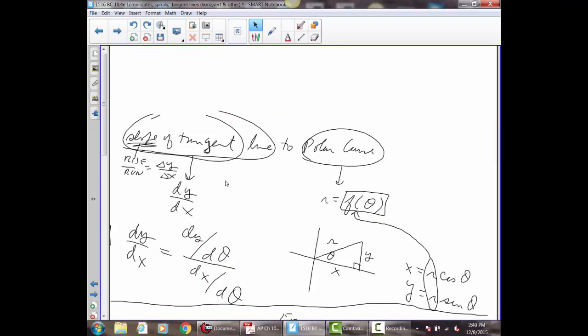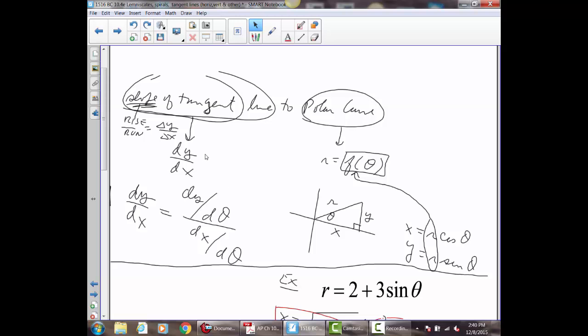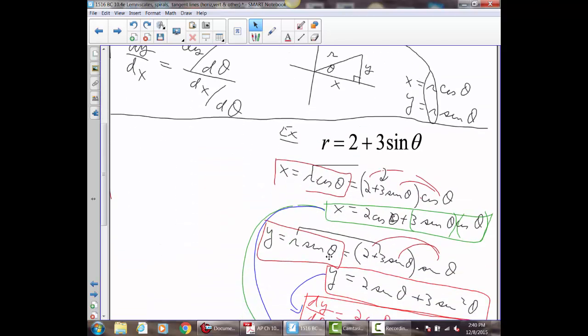Okay, so just to review very quickly, the slope of a tangent line to a polar curve is going to have to be dy/dx, which will be dy/dθ over dx/dθ. You'll be given r equals f of theta. You'll have to come up with an x and a y in terms of theta by using x equals r cos theta, this being your r, and y equals r sine theta.